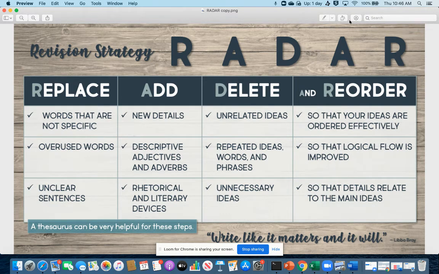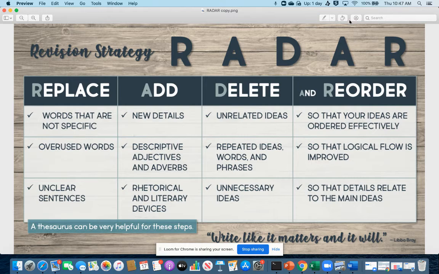Next, you will move to the delete column. Here, you are going to delete any unrelated ideas, repeated words, ideas, phrases, and unnecessary ideas. So what does that mean? Unrelated ideas. Sometimes when we write, we may add details that are off topic and unrelated to our main idea. Make sure that every line serves a purpose in your paper or whatever you're writing.